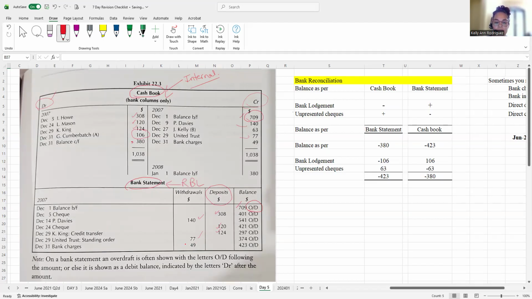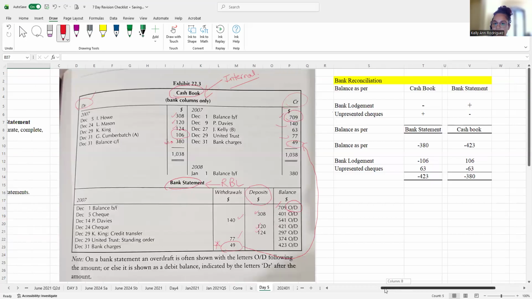In this case, the bank charges in the bank statement are already recorded here. If the bank charges were recorded here but not here, you would have to go and enter it into your cash book and update your balance carried down. But it is already there. So this is the one I was explaining.